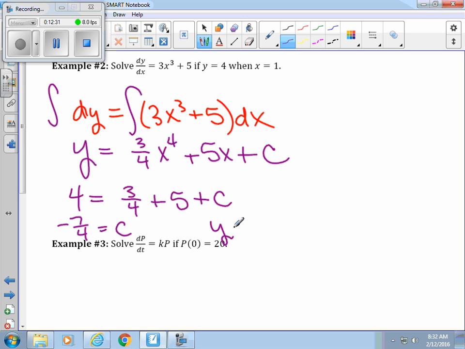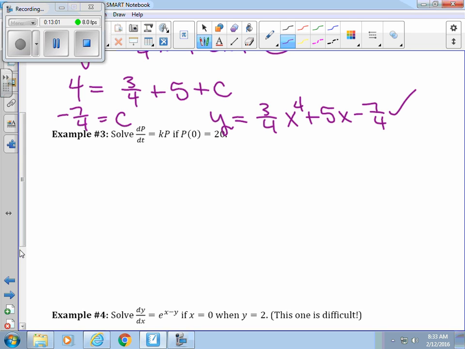So y is 3/4 x to the 4th plus 5x minus 7/4. I don't have any decisions to make on plus or minus because there's not a plus or minus. Y is already by itself. I'm done. Could you check and see if you're right? Take a derivative. Do you get that? If you do, probably right.